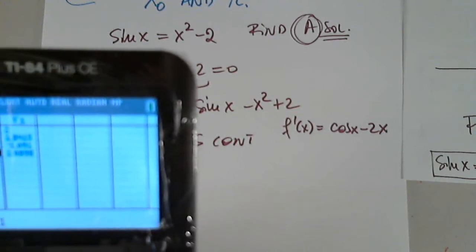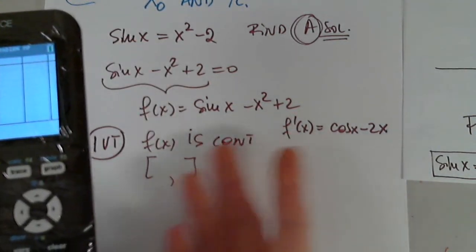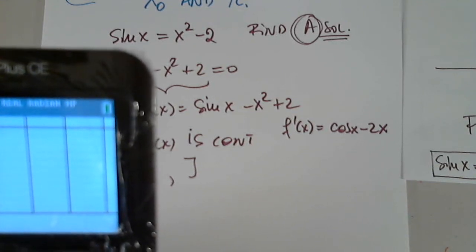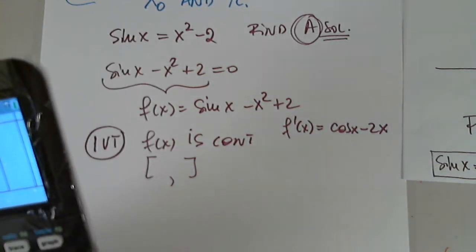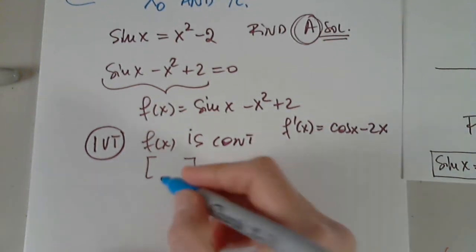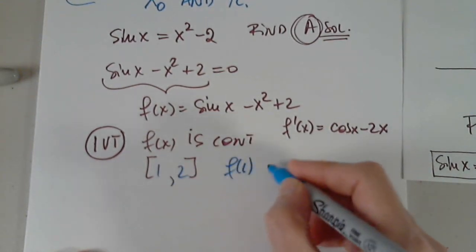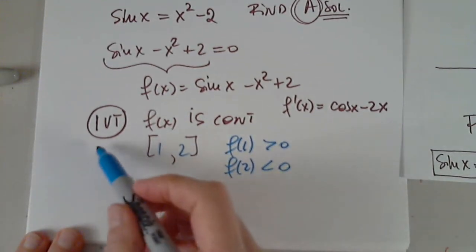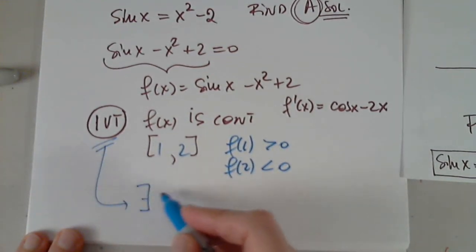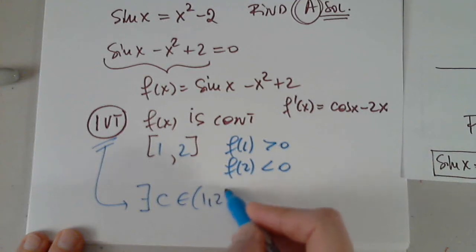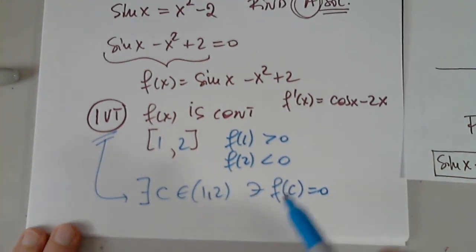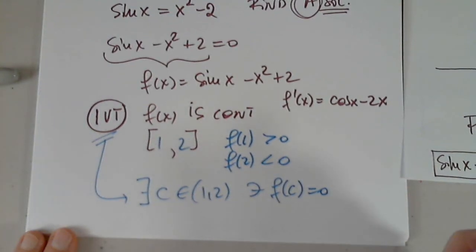I found that f of 1, make sure that radians, yes. I know that the function is continuous as a sum or difference of continuous functions. So I found that f of 1 is positive and f of 2 is negative. That's good enough for me. On 1 and 2, f of 1 is positive, f of 2 is negative. By IVT, I will find a c in the open interval 1, 2, such that f of c is 0. Now Newton's method will find it for us.